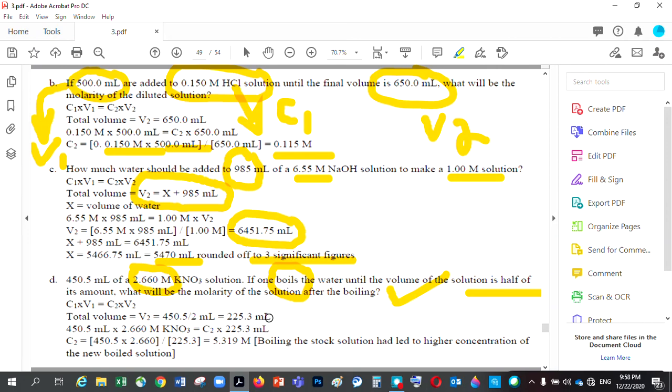So now let's calculate this. C2 will be this one here, C1, V1 together. You started with stock solution, and then you boil it to the half, you divide it by the half, you divide it by this, and guess what? You get 5.319. So almost double the concentration, double the molarity when you boil. So that's what boiling of stock solution led to: higher concentration of the new boiled solution. So almost double the molarity.